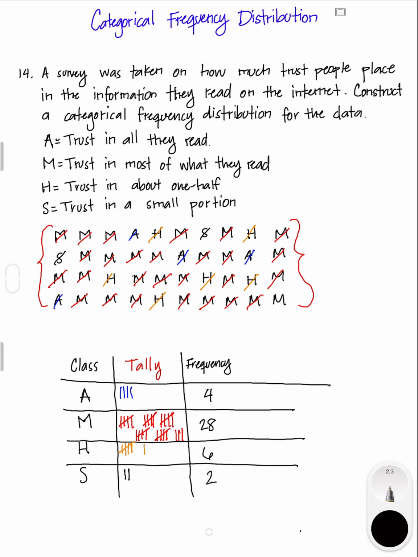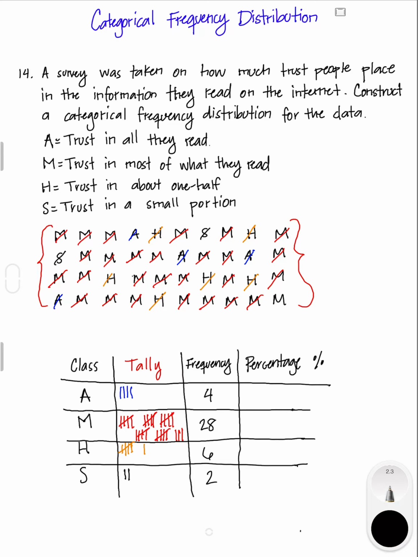Now, let's say that we also want to find the percentage. So that means what's the percentage, right, of the people who said that they trust in all they read, or what's the percentage of people who said that they trust in most of what they read, or half of the portion that they read, or a small portion, right? So let's say we are going to add that column. Now you don't have to do a percentage. I'm just going to do it right now, just so you can see how to do it, but it's not necessary.